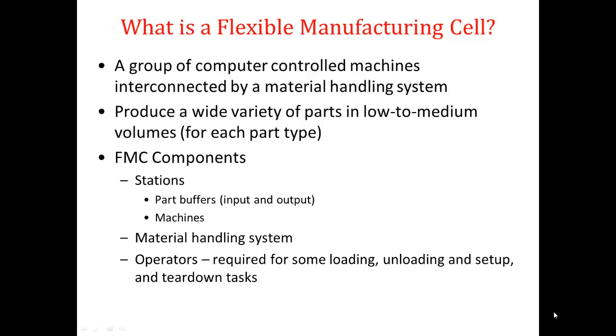So the FMC consists of a set of stations where the actual part processing occurs, a material handling system, and a group of operators. The stations are comprised of the actual processing machines and part input and output buffers, so parts that arrive to the machine and have to wait are stored in the input buffer, and parts that finish on the machine and have to wait before being transported to the next machine wait in the output buffer. As I said, the material handling system transports parts between all pairs of machines within the system, and a set of operators are required to do some loading and unloading, setup and teardown tasks.